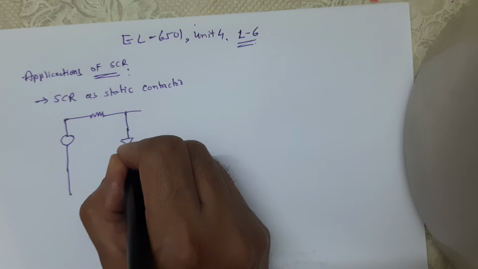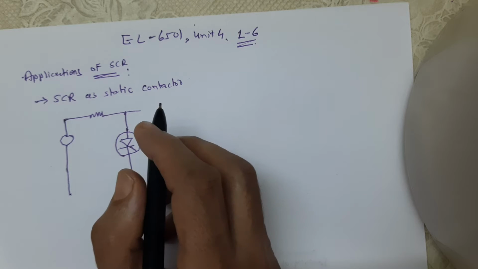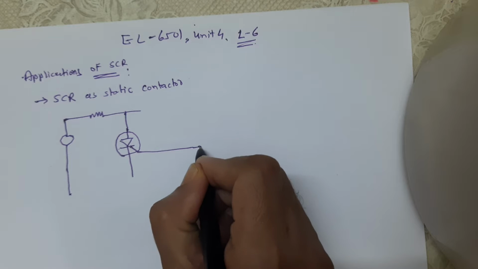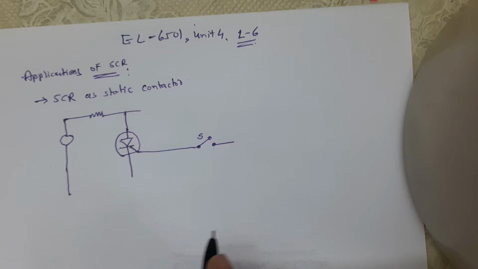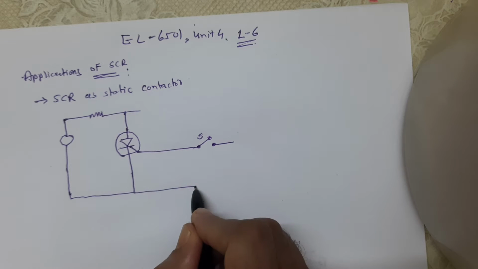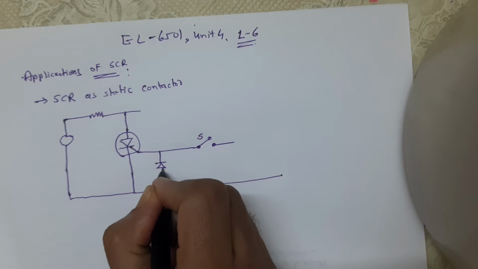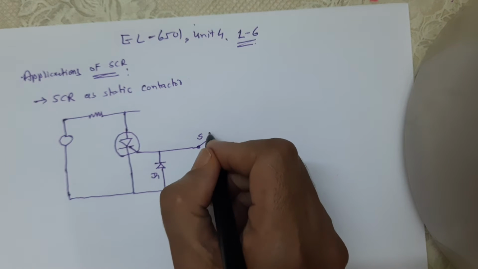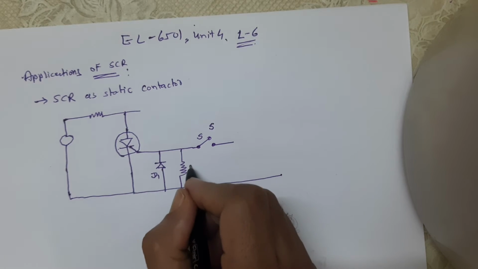The gate of the first SCR1 is connected to a switch. This is the switch S, and this is grounded. There is one diode, diode D1, and one resistor R1.